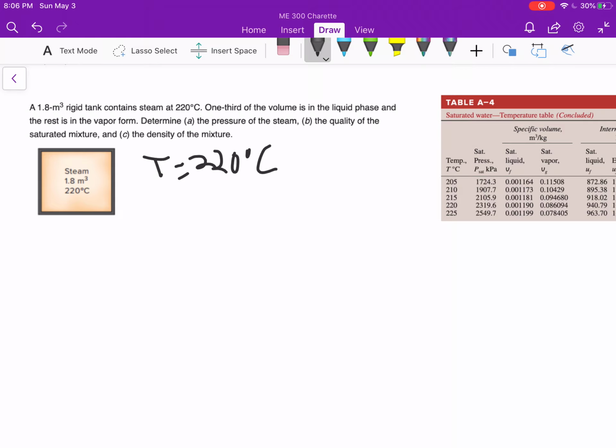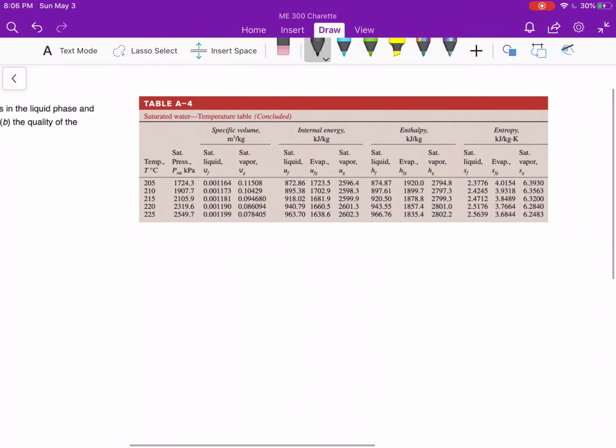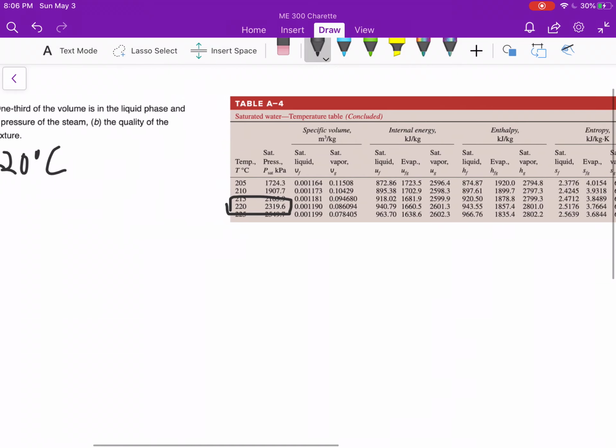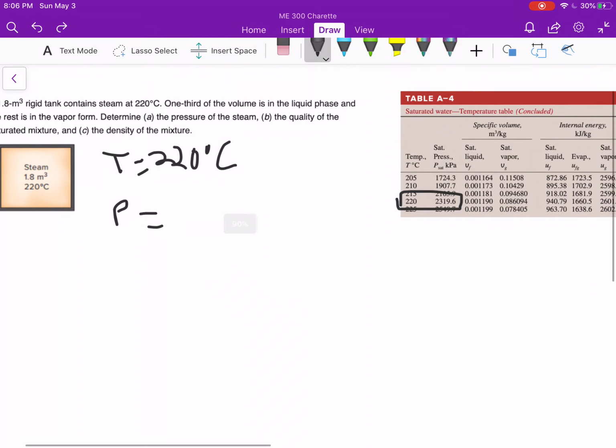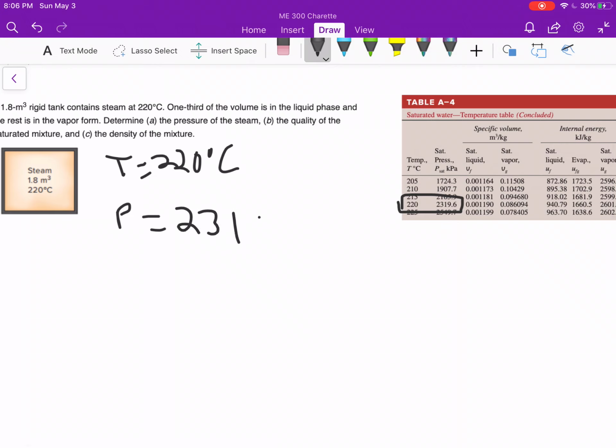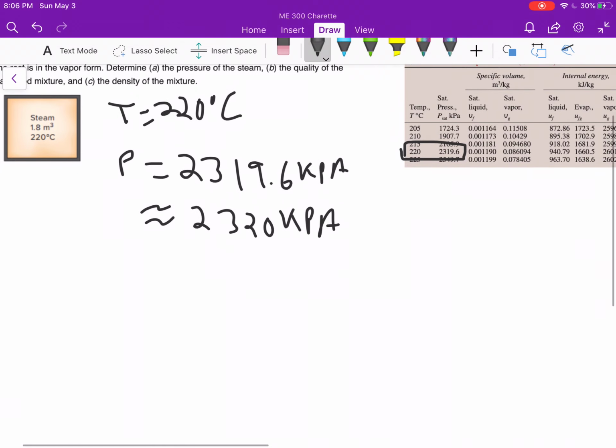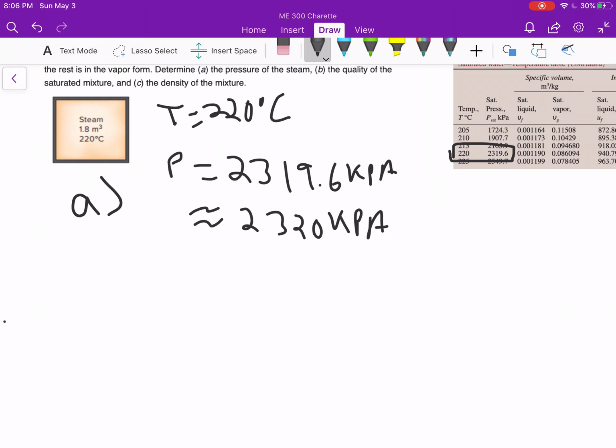and it is a saturated liquid vapor mixture, we can go to our table A4, and we can look at 220 degrees Celsius. Our saturated pressure is going to equal 2,319.6 kPa. We can round that to 2,320 kPa for the sake of calculations. Now, that was part A. Now that we have that, we can move on to part B.